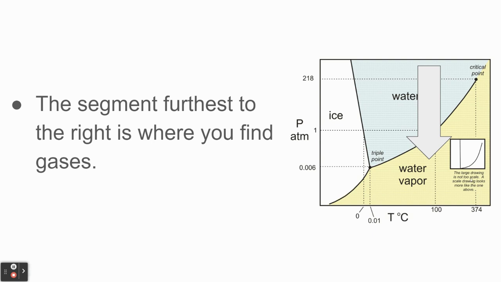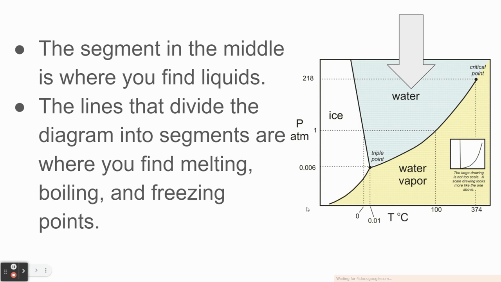All the way over to the right and extending across the bottom is where you find the gas. And again, it says water vapor here, but this is any substance. This is where you're going to find the gas. And of course, between the two, you'll find the liquid phase. It says water here, but that is the liquid phase. So solid in the white part, liquid in the blue part, gas in the yellow part.